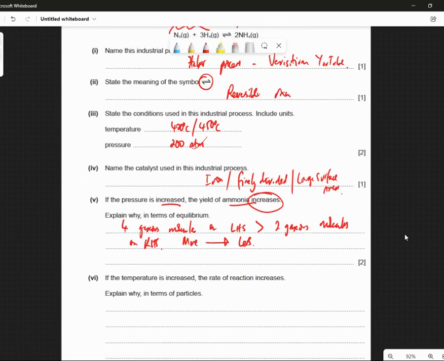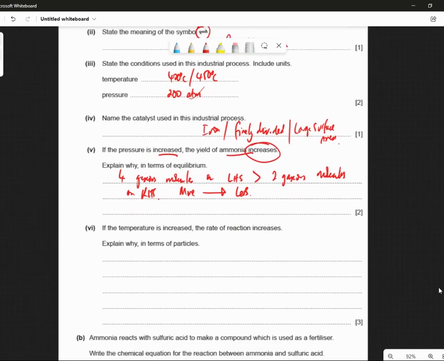If the temperature is increased, the rate of reaction increases. Explain in terms of particles. Now, obviously, you've got to say a couple of these things. Increasing the temperature will increase the kinetic energy of the particles. Okay, this will lead to an increase in collision frequency. In other words, they hit each other more often.